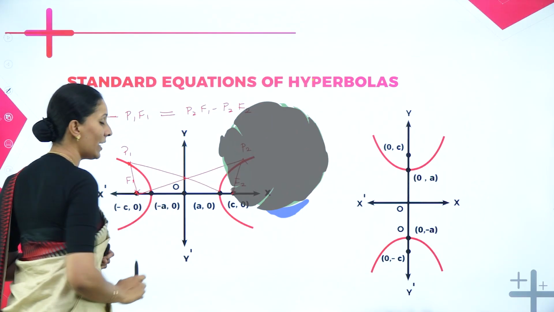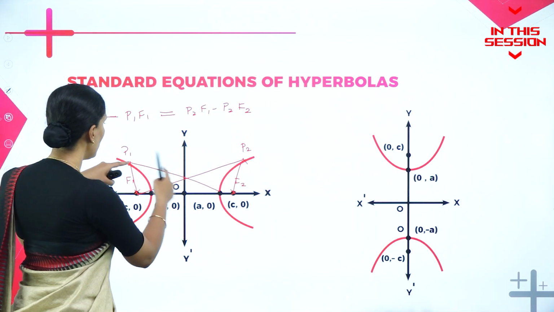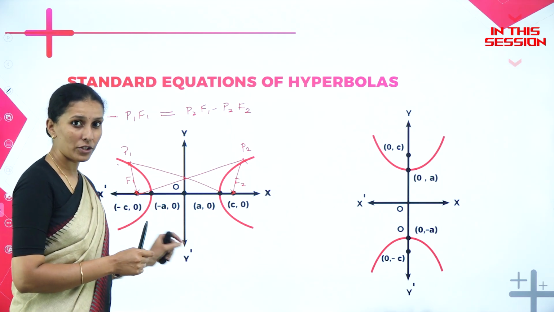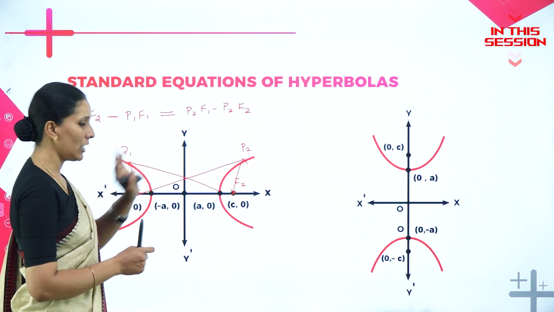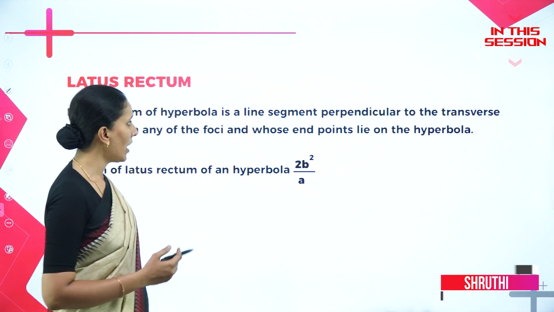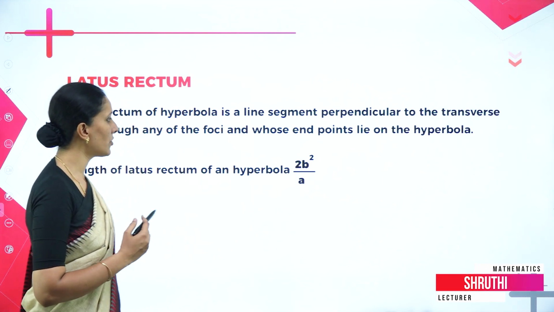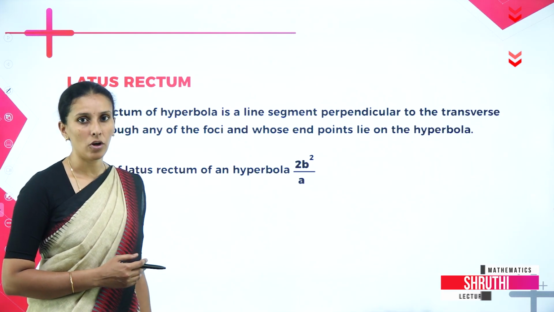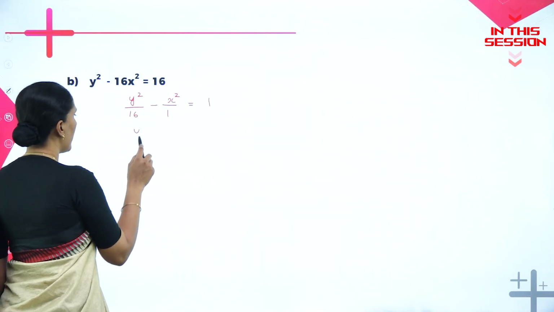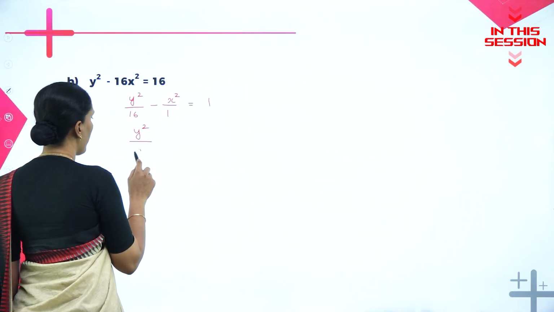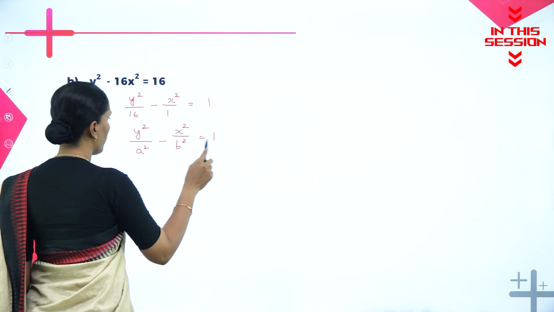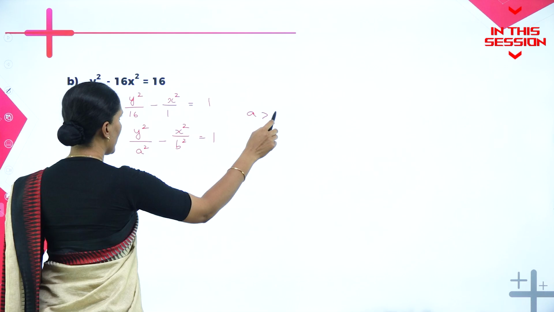These distances will be the same. So that means the difference of the distance between the two foci to any point on the hyperbola will be equal. Latus rectum of a hyperbola is the line segment perpendicular to the transverse axis through any focus whose end points lie on the hyperbola. This is the standard equation of the form y square by a square minus x square by b square is equal to 1. In this case, we have a greater than b.